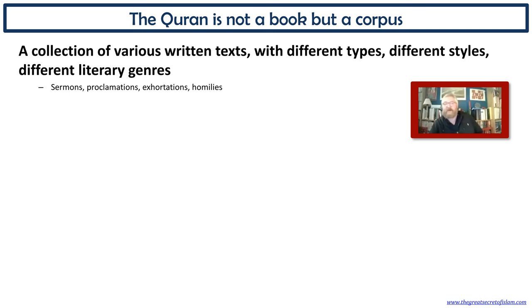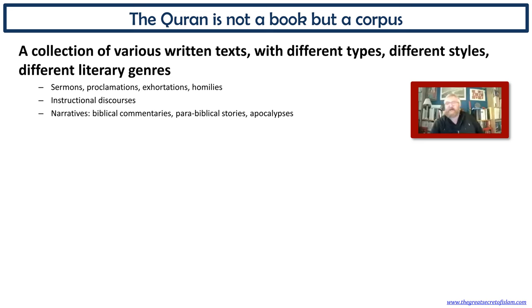What we find in the Quran are sermons, proclamations, exhortations, homilies. So one could think it would be from Muhammad himself or from a preacher. We find also legal discourses, instructional discourses. We find narratives that might seem to be preached or sometimes are not preached. We don't know exactly. And mostly those narratives are biblical commentaries or para-biblical stories and apocalypses. Apocalypses are stories about the apocalypse.